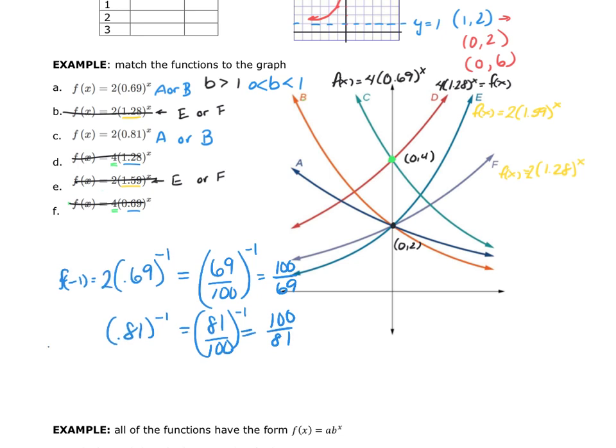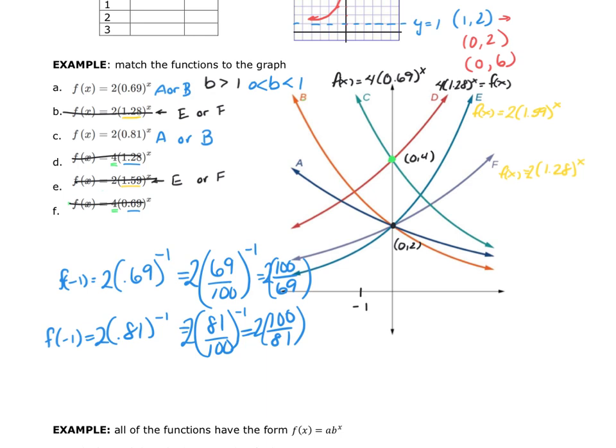Still have a 2 out front, still have a 2 out front, 2, 2, and 2. So we ask ourselves, if I were to put in negative 1, so right about here is negative 1, which one of these is going to be the bigger number? Is it 100 divided by 69, or is it going to be 100 divided by 81? Well, clearly 100 divided by 69 is going to be larger than 100 divided by 81.